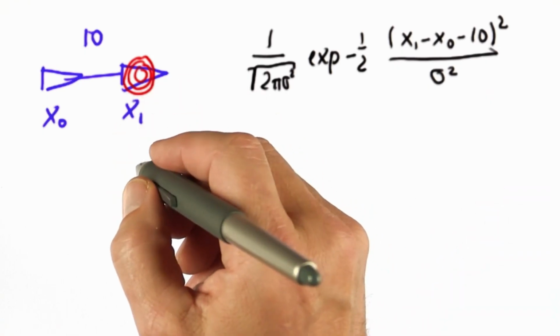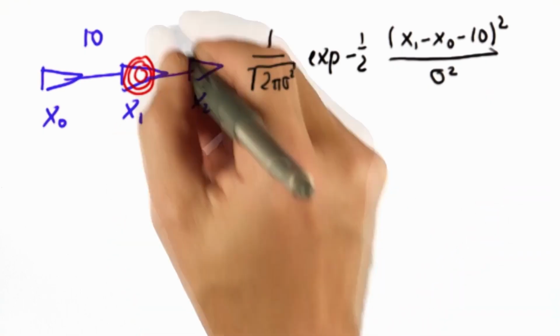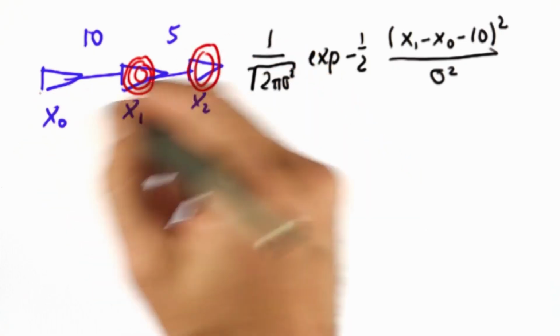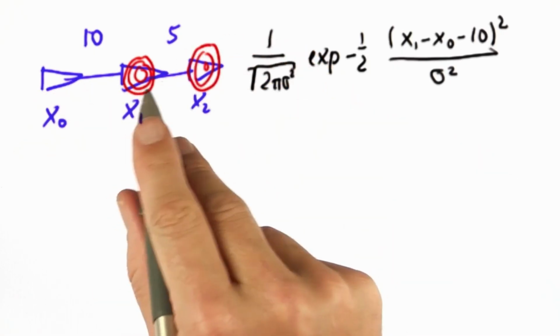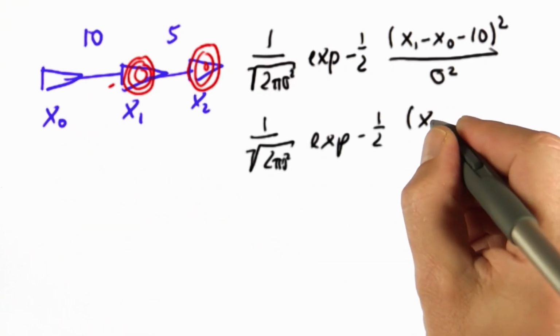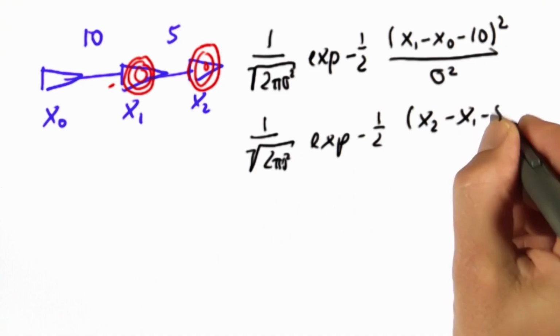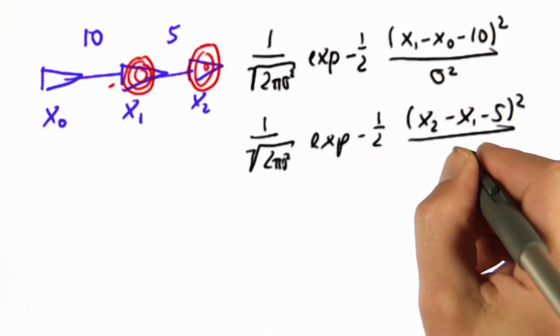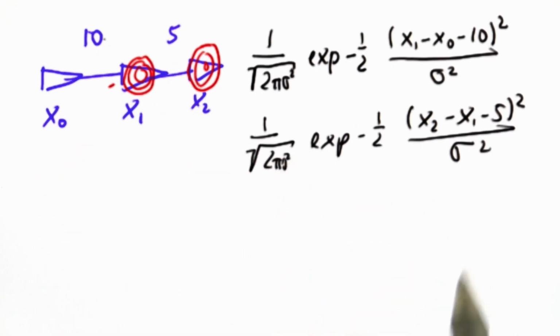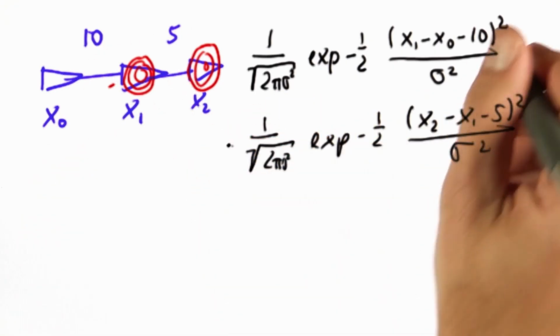Let's now model a second motion. Say x2 is 5 apart. We now get an even bigger Gaussian relative to the very first one. But the local constraint over here reads just like the constraint over there. So let me just write it down: x2 minus x1 minus 5, squared, over sigma squared. Now, the total probability of this entire thing over here is the product of these two things.